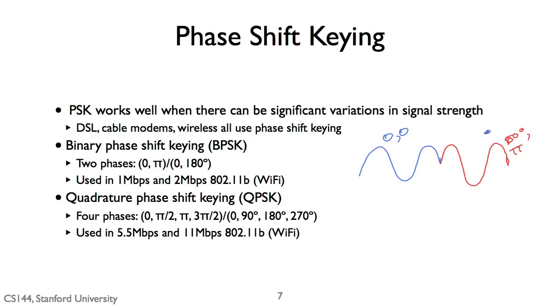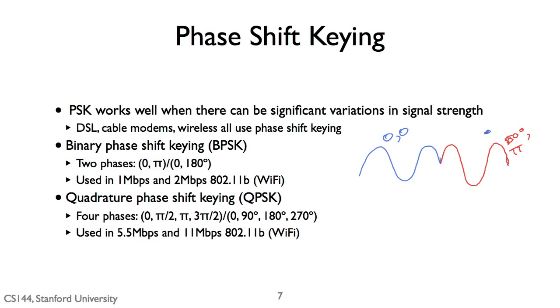There's also quadrature phase shift keying, QPSK, where now we have 4 phases. Just as we have 0 and 180 degrees, with QPSK we have 0, 90 degrees, 180 degrees, 270, or 0, pi over 2, pi, 3 pi over 2, in radians and degrees respectively. It turns out QPSK is also used in the older Wi-Fi standard 802.11b, at the higher speeds, 5.5 megabits per second and 11 megabits per second.